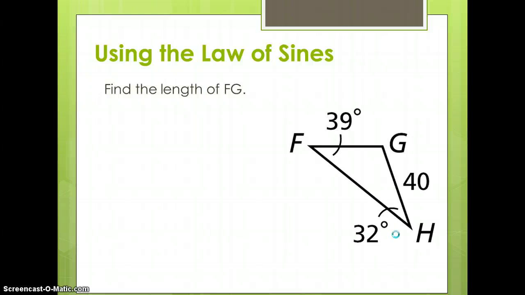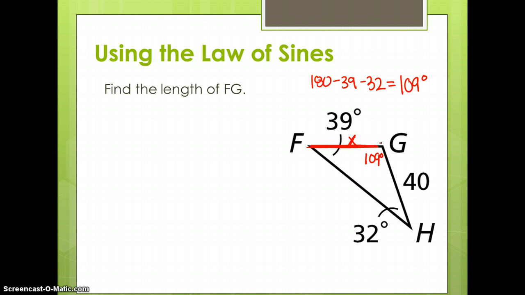So in our first example here, notice we have a triangle that is clearly not a 90-degree triangle. If I want to find that third angle, take away from 180 degrees, that third angle would be 109 degrees. So definitely not a right triangle. We have an obtuse triangle here. It says we want to find the length of FG. So I'm going to mark that with an X so that I remember what I'm actually looking for here.